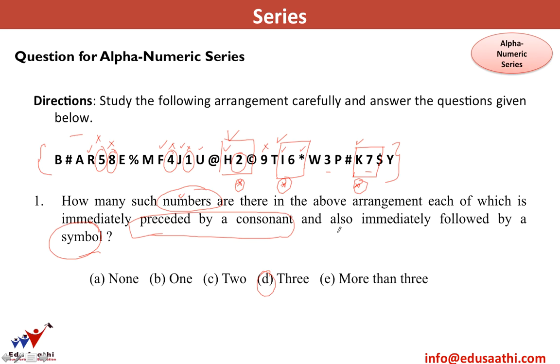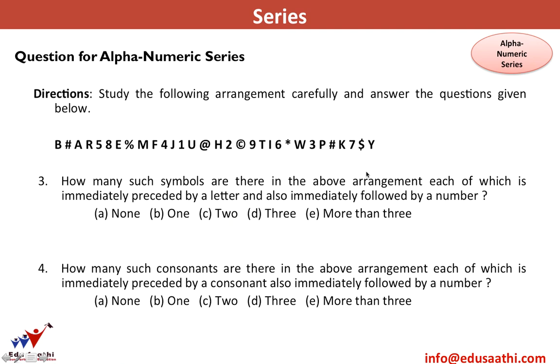Only concentration and focus is required to answer these questions. Let's try another one. How many such symbols are there in the above arrangement, each of which is immediately preceded by a letter? So I need symbols preceded by a letter and also immediately followed by a number. So I want a symbol preceded by a letter L and followed by a number N. So let's take this first symbol. It is preceded by a letter but not followed by a number, so not in my set.